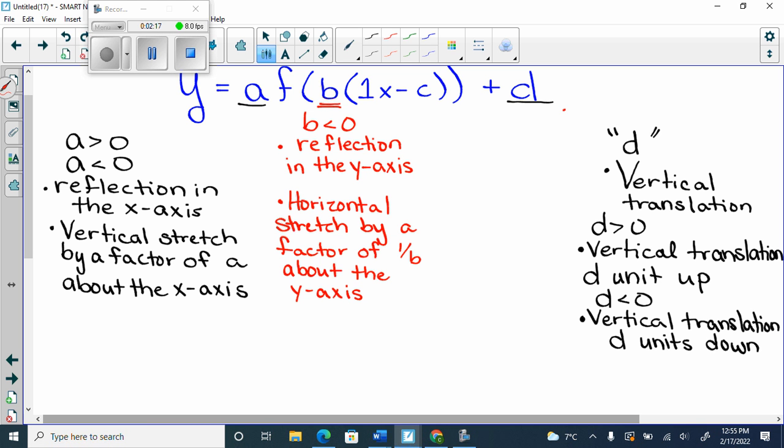Now your C helps us with what? Which kind of translation? Horizontal. And because there's that minus sign in there, your horizontal is always the opposite, right? So if we have X minus C, that actually means C is positive. And if C is positive, what is it then? Horizontal translation. C units right.